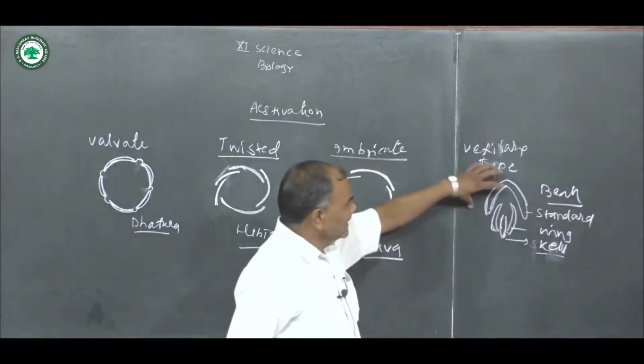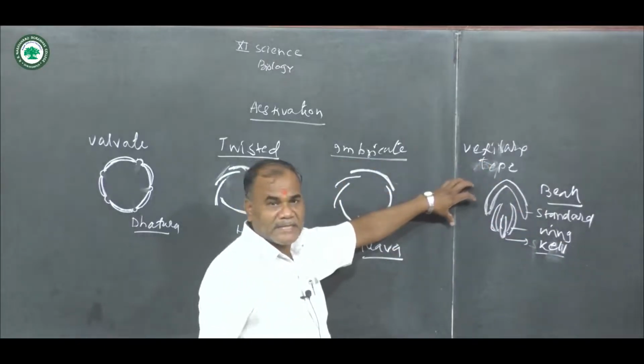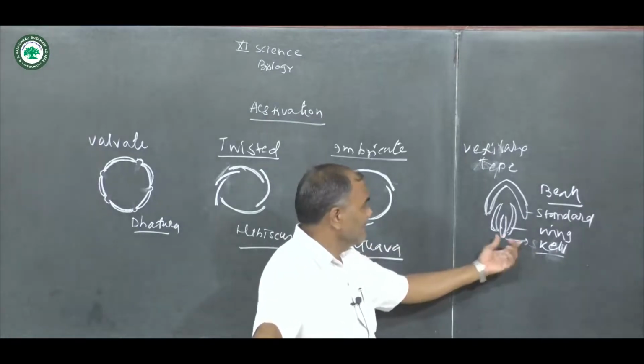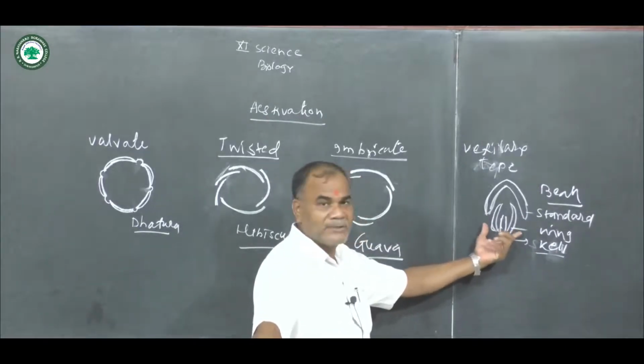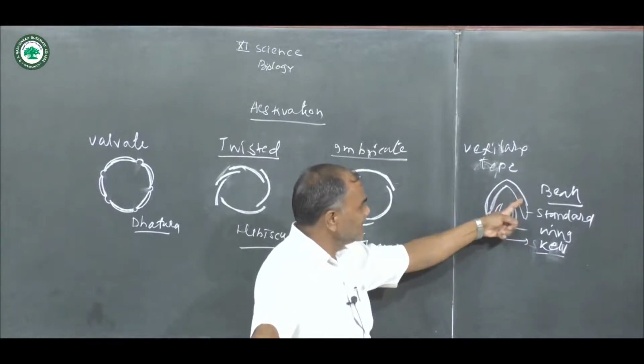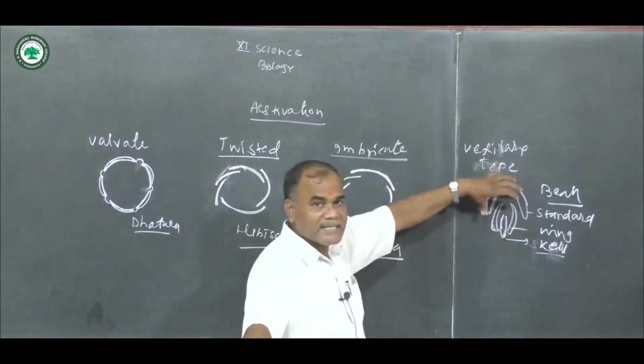See here what type of arrangement. The corolla is boat shaped. This is the central part, the keel, which is covered. The keel is covered by the two wings, and these two wings are covered by a single standard petal. So it looks boat shaped.